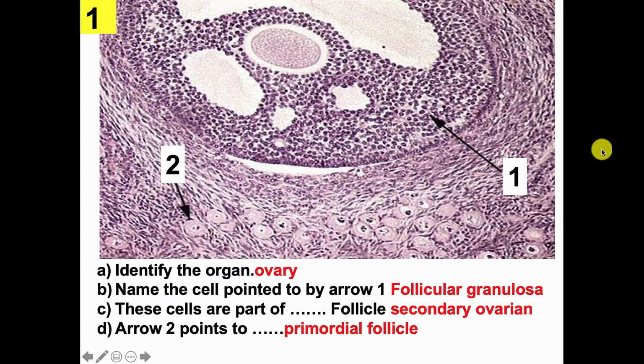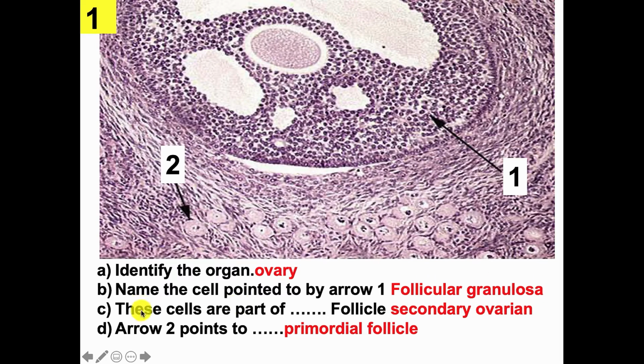The first slide here shows a follicle and surrounding tissue showing other follicles. Identify the organ, it is the ovary. Name the cell pointed to by the arrow 1. These cells are the follicular cells forming the granulosa. So they are the follicular granulosa cells.